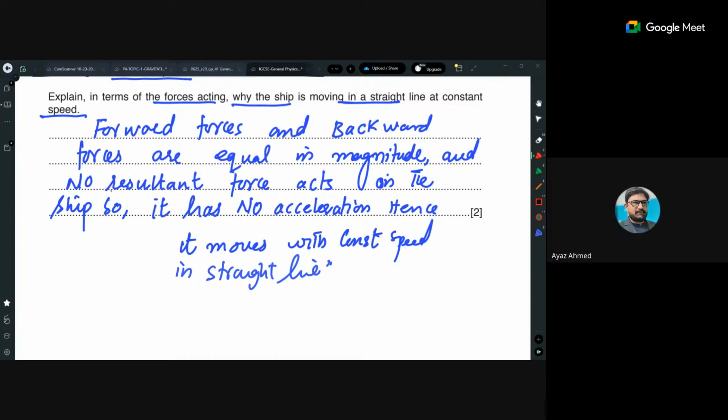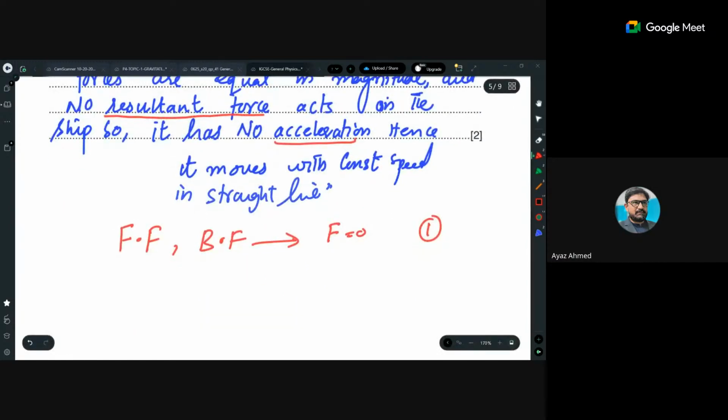Okay, आपको ना यहाँ resultant force का जिक्र करना लाजमी है, ठीक है? Because the question says explain in terms of forces acting why the ship is moving at constant speed. So from forces, you have to go to acceleration and then you will go to the velocity. ठीक है? So you get 1 mark for forward force and backward force का जिक्र किया, ठीक है? And from this one, you got the resultant force equals 0, 1 mark, ठीक है? And then you have connected the resultant force with acceleration and then velocity, 1 mark.